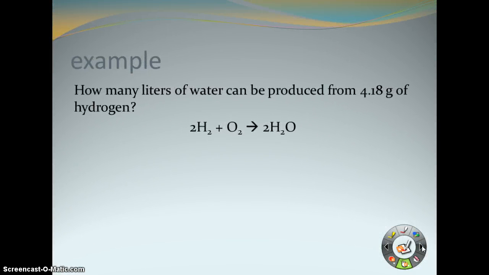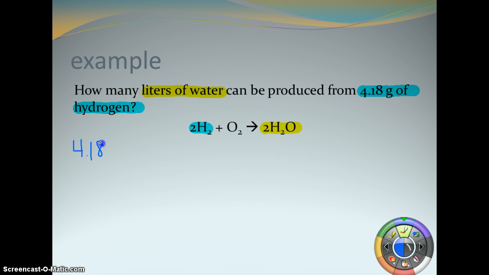So, how many liters of water can be produced from 4.18 grams of hydrogen? Identify your starting point. We're starting with 4.18 grams of hydrogen. That means we're going to use the hydrogen in the reaction. We are looking for liters of water. So we're going to use the water in the balanced reaction. So write down what you're starting with. We're starting with 4.18 grams of hydrogen.